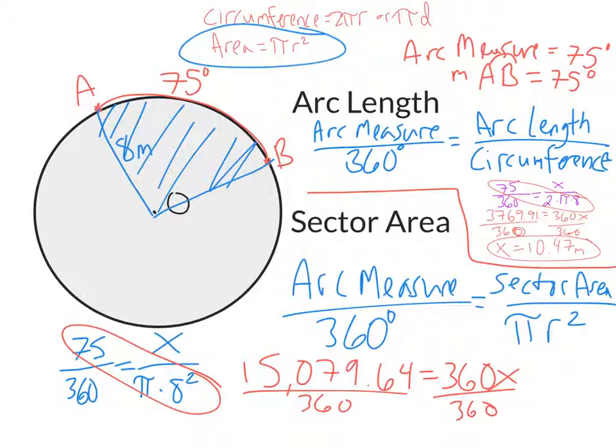I get x equals 41.887, so 41.89 meters squared. Boom, I got the squared in there. That's exciting. So there's my sector area, and I've got my arc length up there as well. I've got both of them. A nice quick refresher of the two. Let's try a couple problems now, and then we'll continue on.